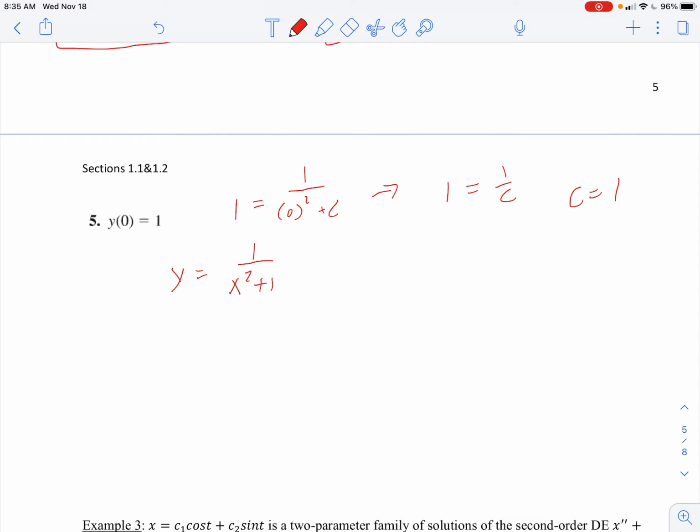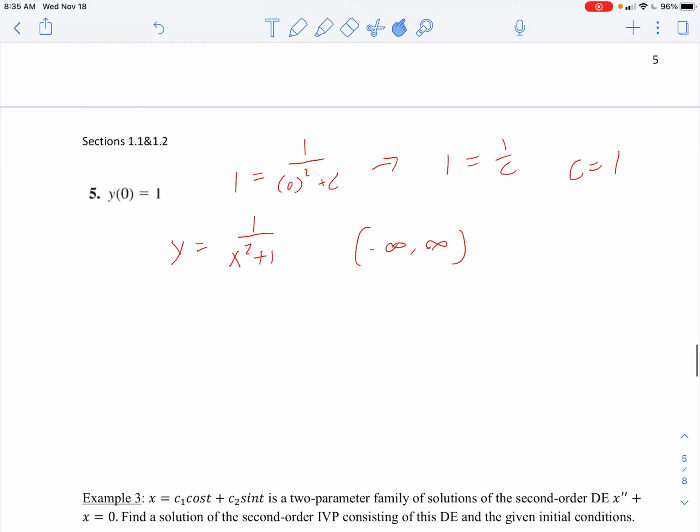And also, what's the largest interval? Well, there's no way that denominator is going to equal 0. And because there's no way that denominator is going to equal 0 under the real numbers system, then what we're going to have is negative infinity to positive infinity. So you're going to see, oh, this isn't too bad. Today is going to be very easy.